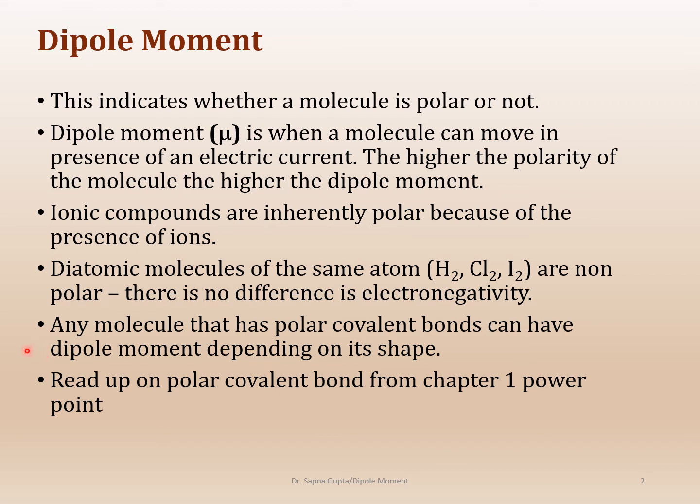Any molecule that has a polar covalent bond can have a dipole moment, and that depends on the shape. The shape is important in the sense that you have a symmetric shape or an asymmetric shape, and that's when it can have a dipole moment. And of course, it's also dependent on the electronegativity or the polar covalent bond, which again we did in chapter 1. So make sure you review that.